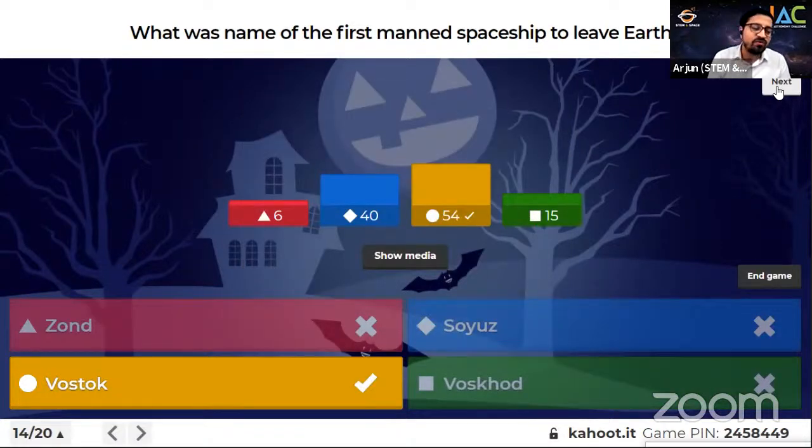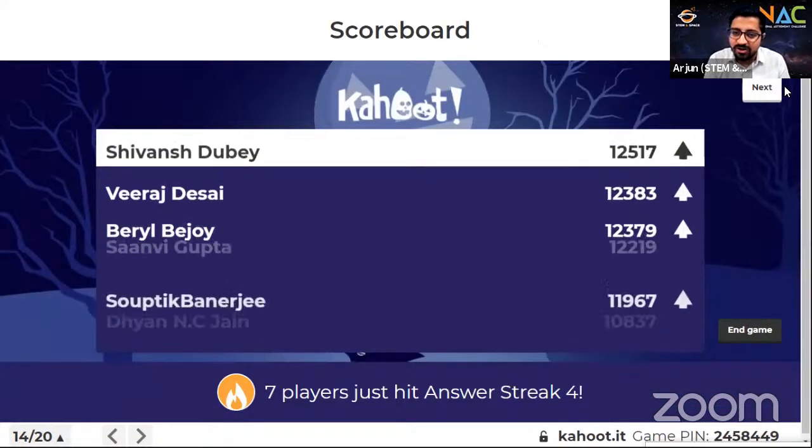Yes, it was Vostok. Vostok was the name of the first spacecraft on which Yuri Gagarin, the first man in space, went. Soyuz, yes, Soyuz is the most recent, basically the missions which Russia has developed. But Vostok was the one on which Yuri Gagarin went. So with this, let's take a look at the scoreboard and see who all got it correct.